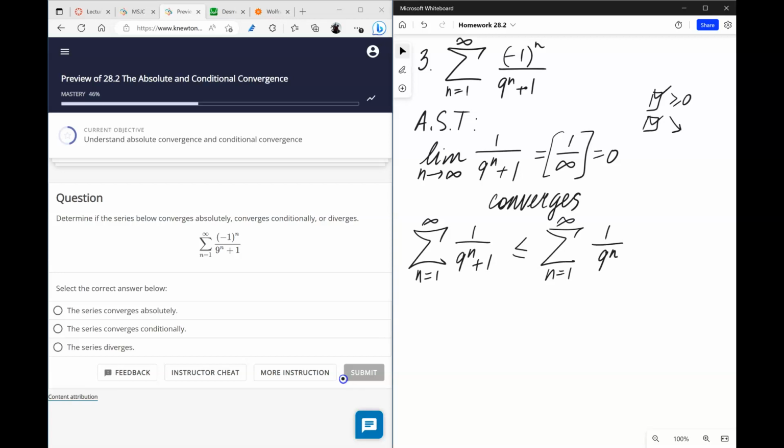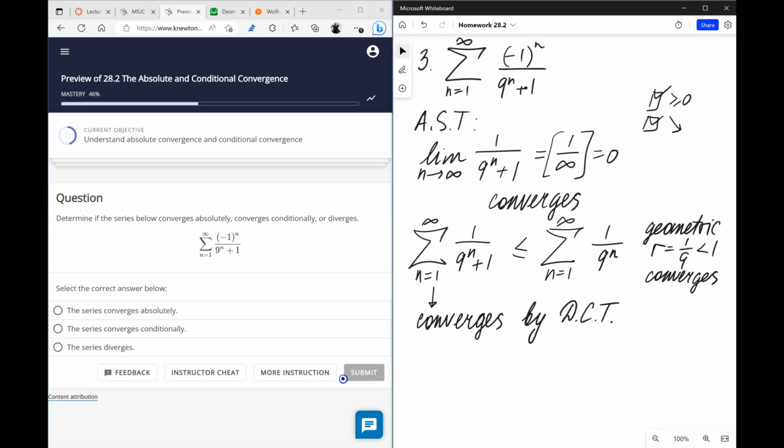This series is less than this series, which is a geometric series with a common ratio of 1/9, which is less than 1. Therefore, this series converges. Now, by the direct comparison test, the series of absolute values here converges. And therefore, the original series in the problem converges absolutely. And that's the answer.